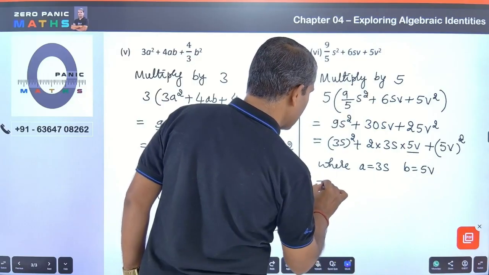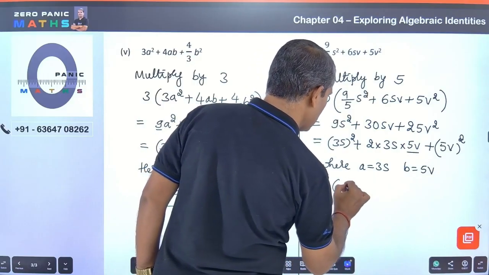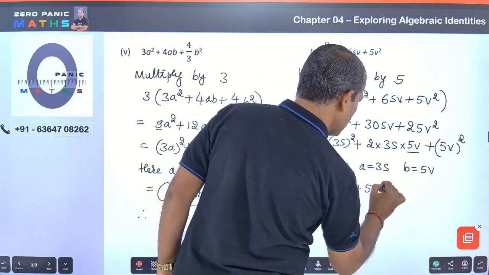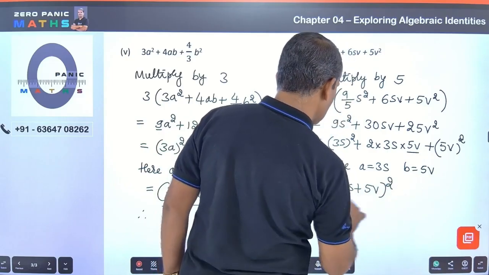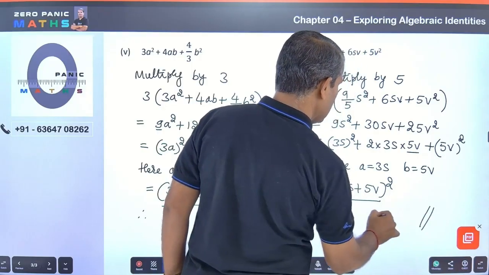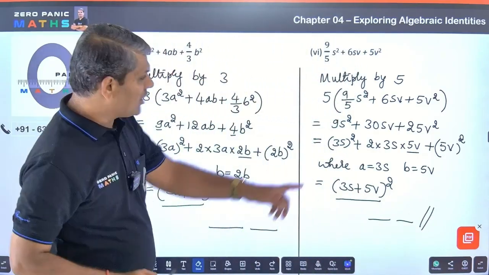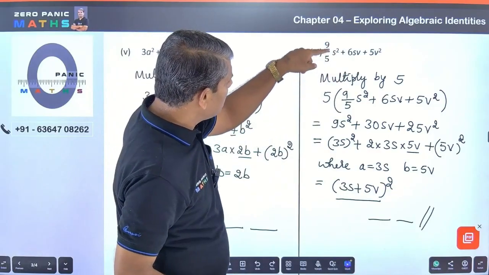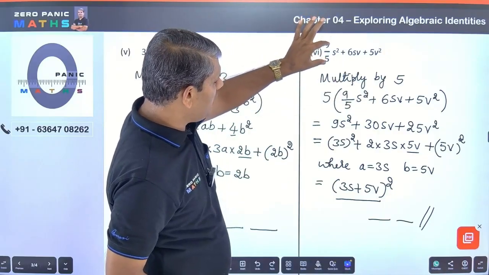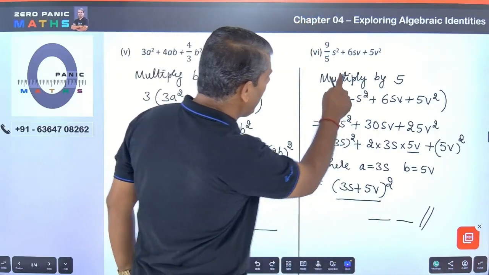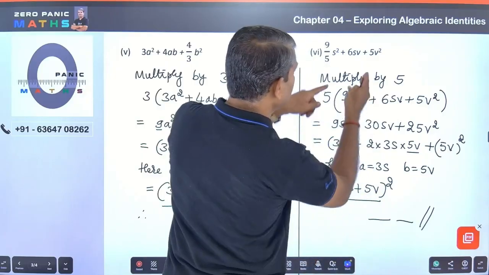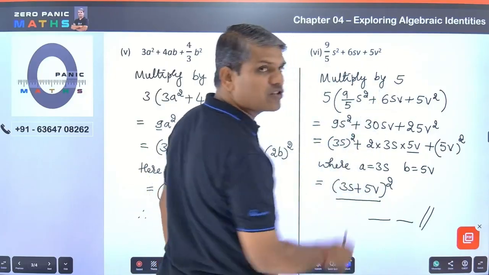So what is the identity we are using? Again, a plus b whole square, where a is 3s and b is 5v. So the factors are 3s plus 5v and 3s plus 5v. You can write it yourself here. Actually, I forgot one thing here: since I multiplied by 5 to the given expression initially, I have to divide this final answer by 5 so that I can revert back this multiplication of 5.